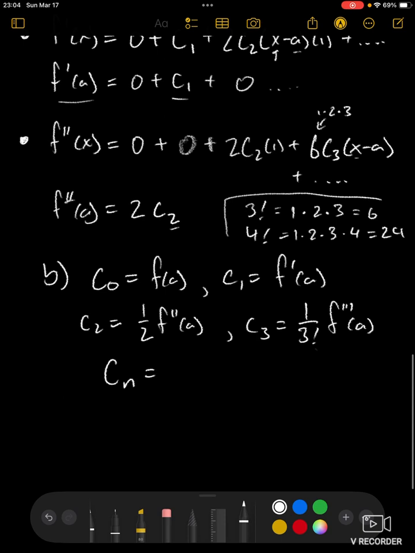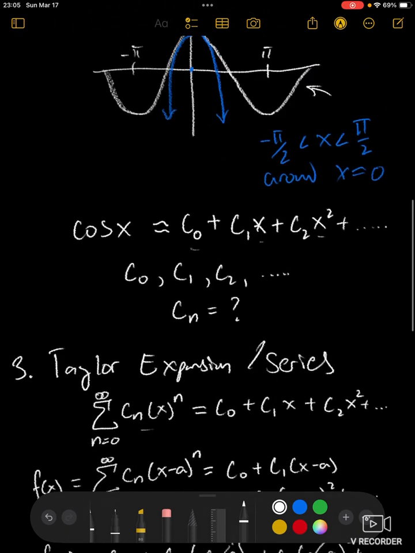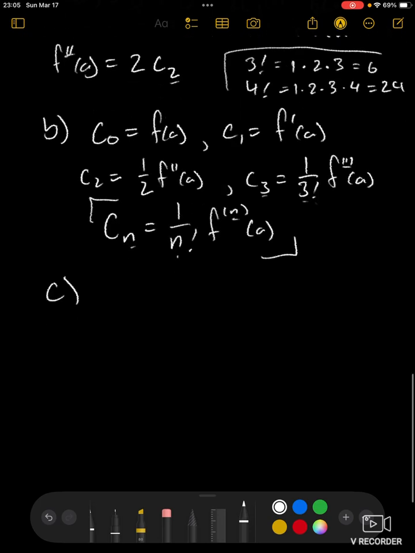So we have a pattern for cn right here: 1 over n factorial times f to the power of n of a. Because we're looking at the derivatives, the third derivative right now is c3, as you can see. So this right here are all the same. And this gives us the coefficient that we were looking for previously when we were trying to find it up here. So that's perfect. All we need to do is plug that in.